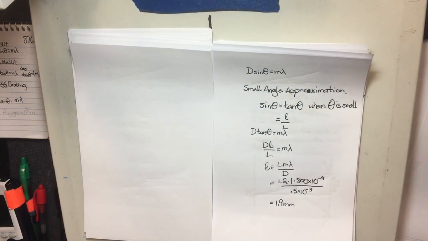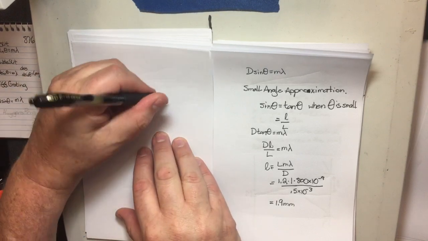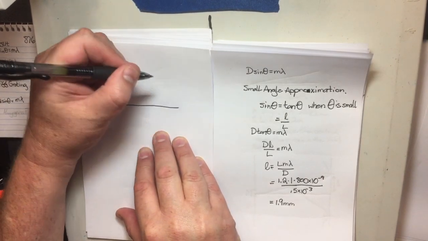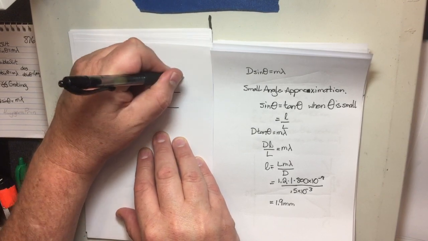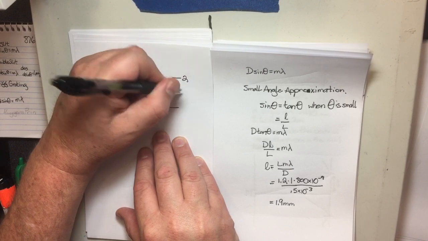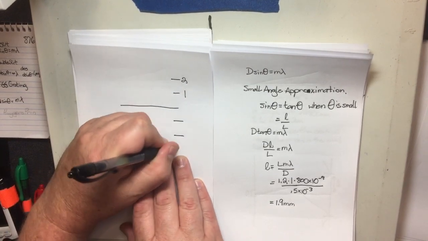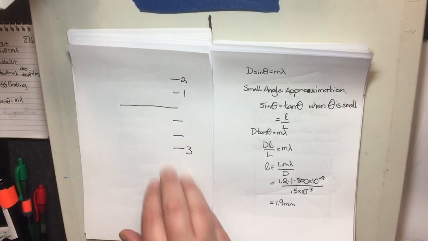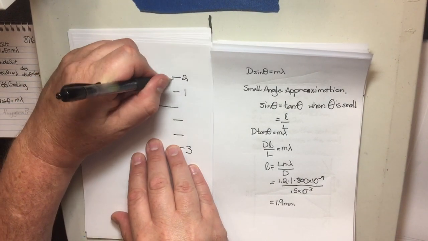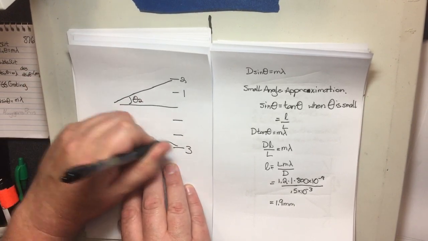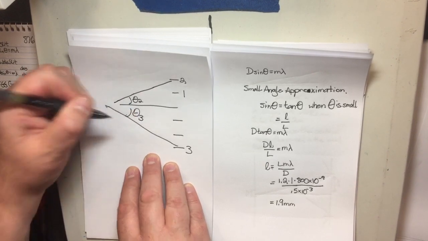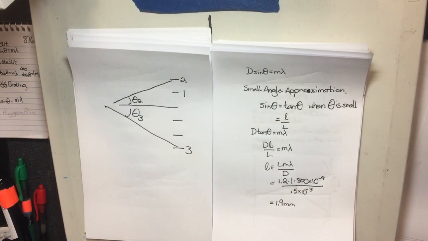If I just said, give me the angle, like there are problems in that problem set on Blackboard now that say, give me the angle spanned from the second minima above for a single slit to the third minima below. So what you would do is you would get that angle and that angle and add them together. And then that's it.